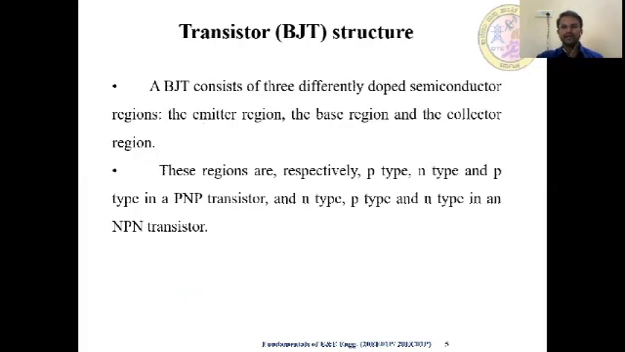A BJT consists of three differently doped semiconductor regions: the emitter region, the base region, and the collector region. The regions are P-type, N-type, and P-type in a PNP transistor, and N-type, P-type, and N-type in an NPN transistor. That is, in a PNP transistor, an N-type semiconductor is sandwiched between two P-type semiconductors, and in an NPN transistor, a P-type semiconductor is sandwiched between two N-type semiconductors. So this is the difference between a PNP transistor and an NPN transistor.